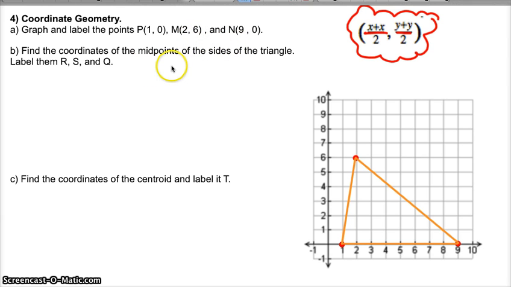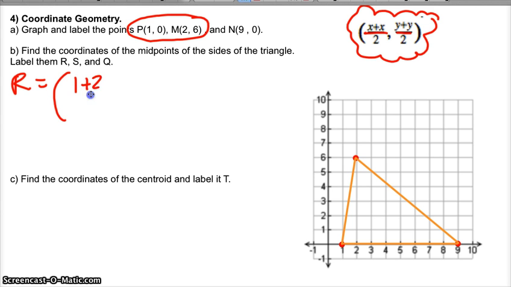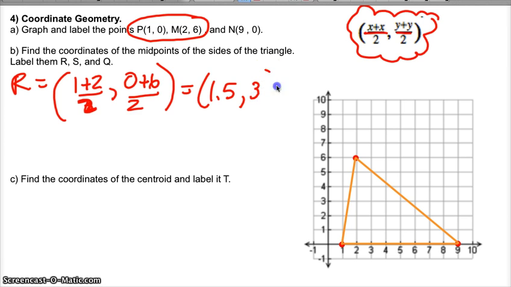It says find the midpoints of the sides of the triangle, label them R, S, Q. Well, it doesn't tell us which ones are S or Q, so let's just go for it. If I find the middle of those two, then I'm going to call this one R. I would take the X's and add them together, and I would take the Y's and add them together. Oops, that was supposed to say 2. So that's 1 plus 2 is 3. That's going to give me 1.5. 6 divided by 2 is 3. So 1.5 and 3, I'm going to call that my middle R.